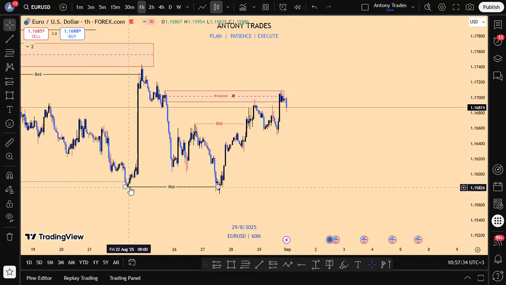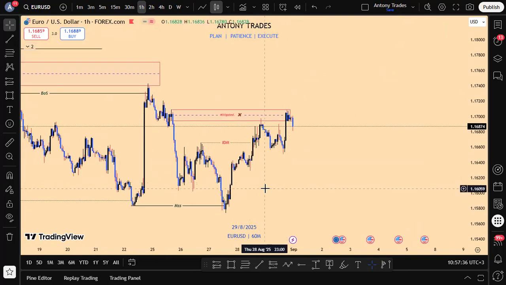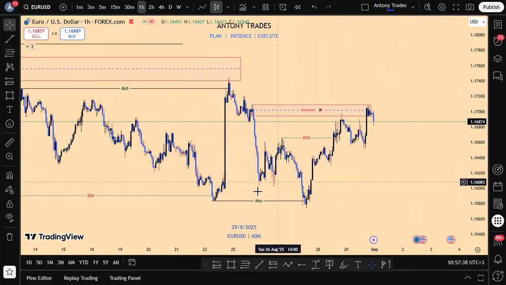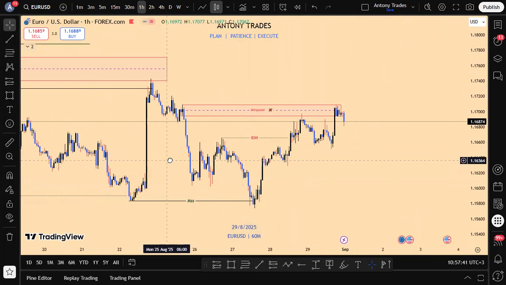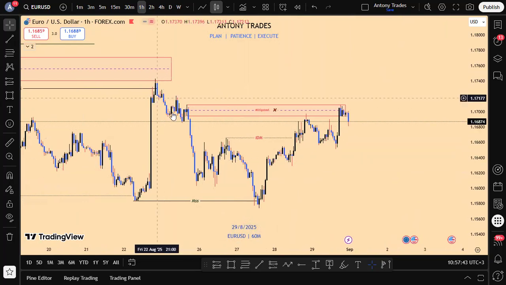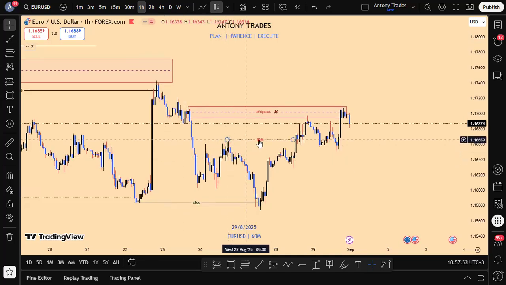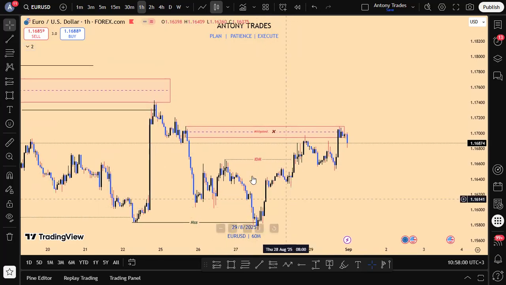Now, after this market structure shift, where do we have our inducement? I'll repeat this again. We have said whenever market breaks the external structure, whatever is inside here, all the internal structure becomes inducement. So this is my minor inducement, sorry. Market never created a major inducement. So this is my minor inducement.